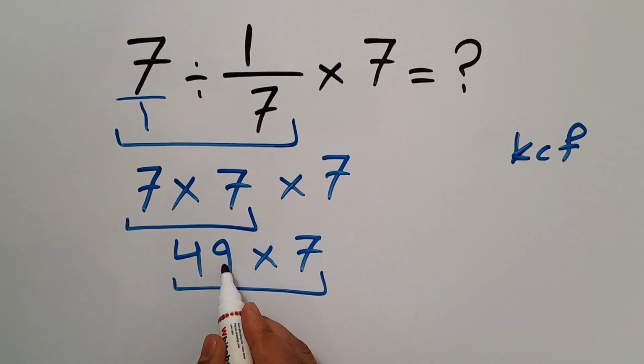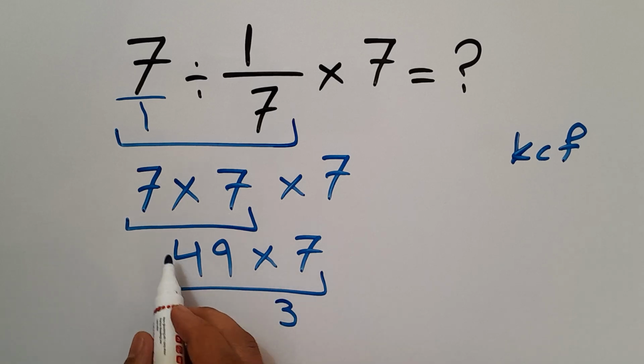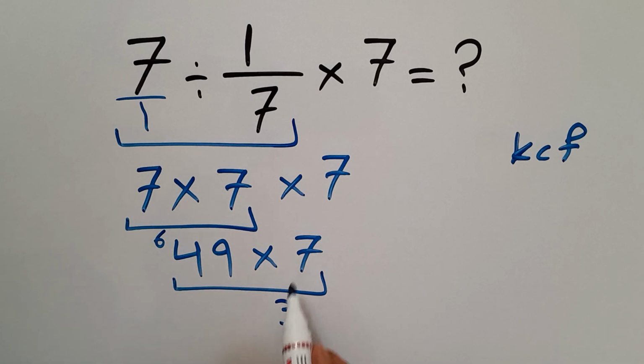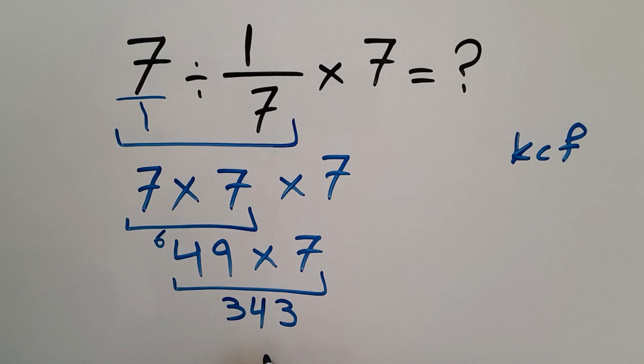7 times 9 gives us 63. So we write here 3 and here we have 6. 7 times 4 gives us 28, and 28 plus 6 gives us 34. So our final answer to this problem is just 343.